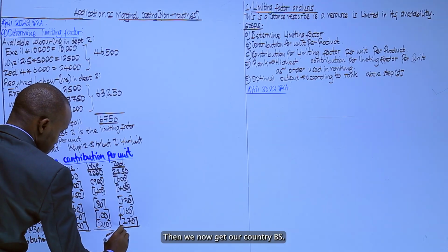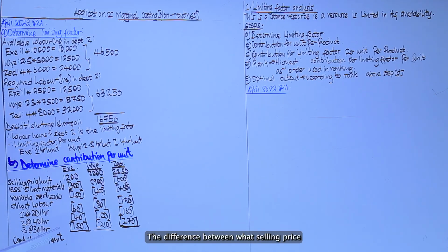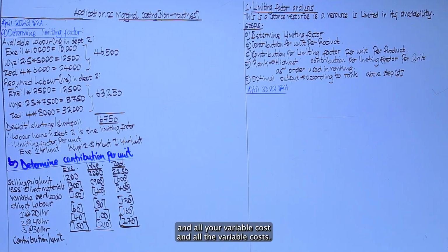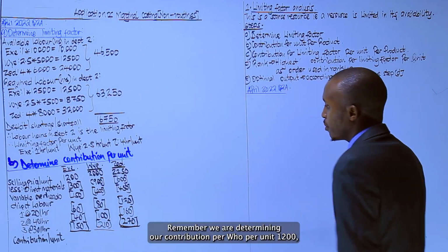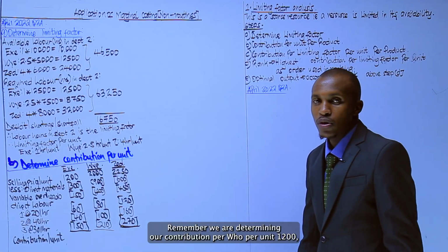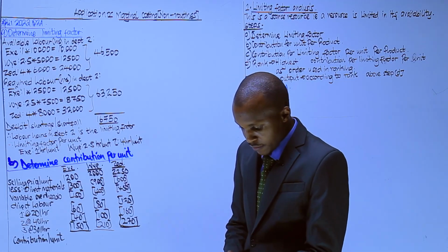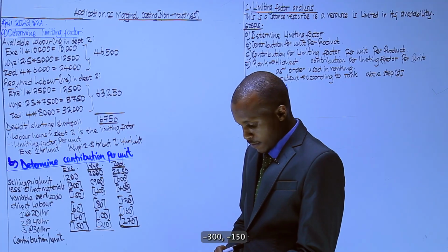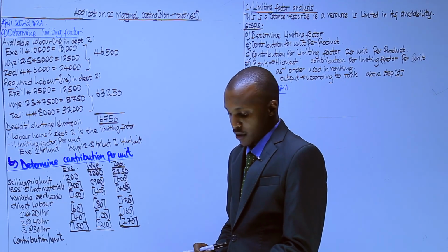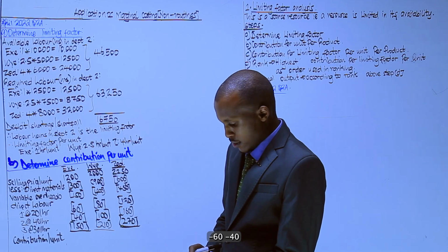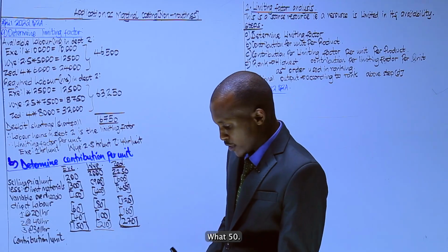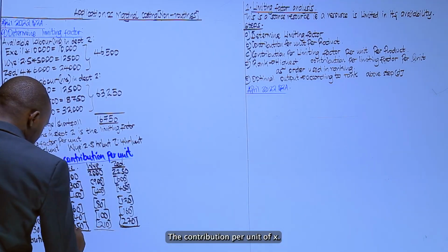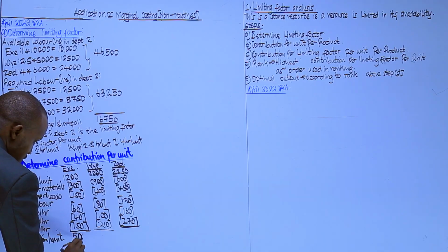Then we now get our contribution. The difference between what? Selling price and all your variable costs. Okay. So let's calculate it now. Remember, we are determining our contribution per unit. 1200 minus 300 minus 150 minus 60 minus 40 minus 100 and what? 50. The contribution per unit of X will be 500.